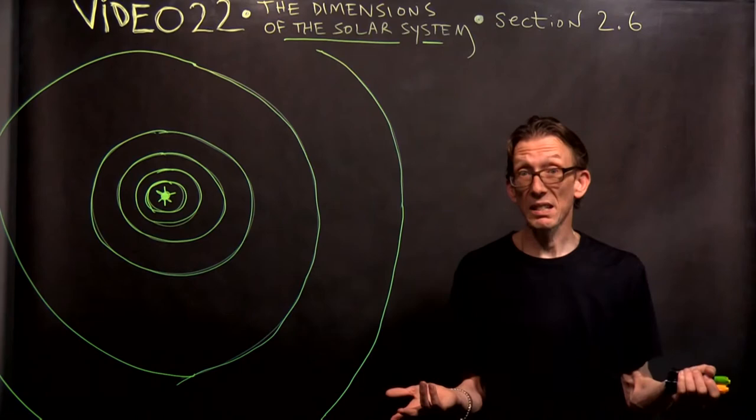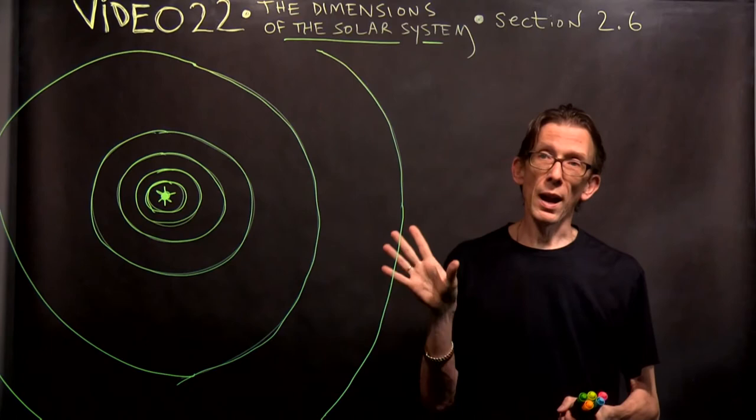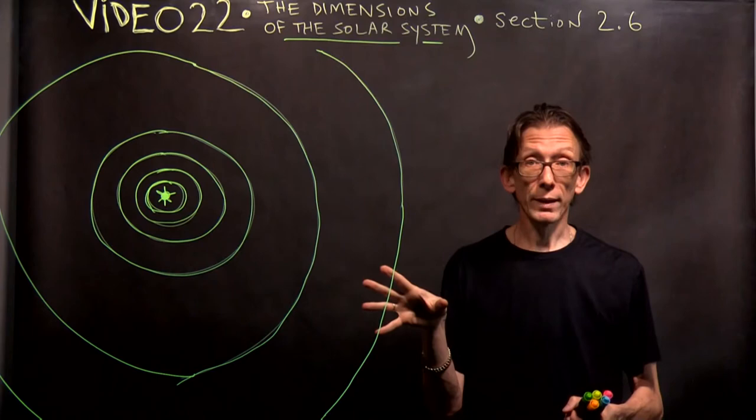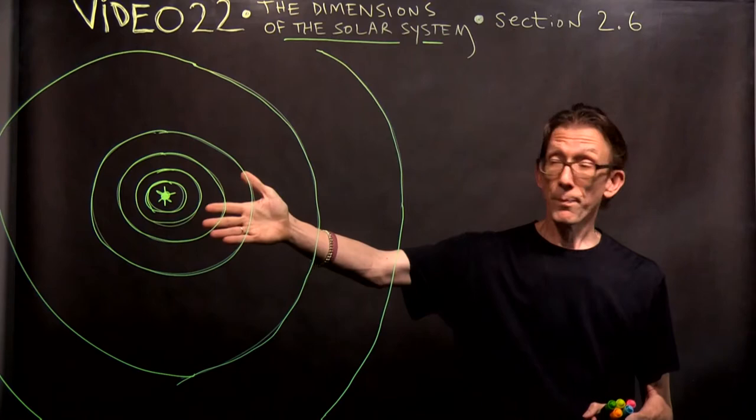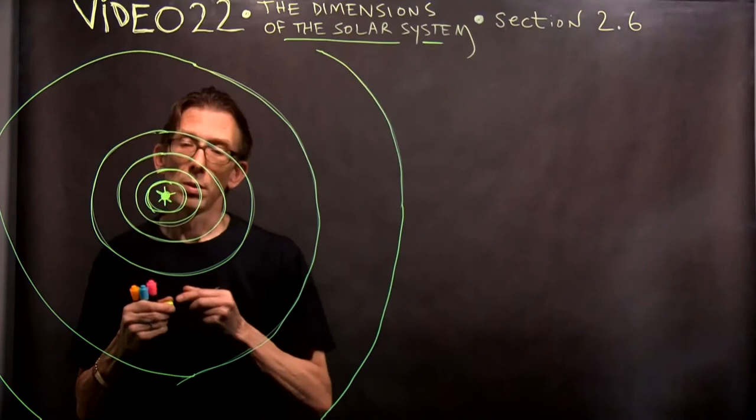One of the great things about Kepler's laws is that it allowed us to make a scale model of the solar system. Okay? And that's what we have here. Now notice there's only six circles around the sun. That's because in Kepler's time, we're now in the early 17th century, there were only six known planets. And they knew about, for example, Mercury.